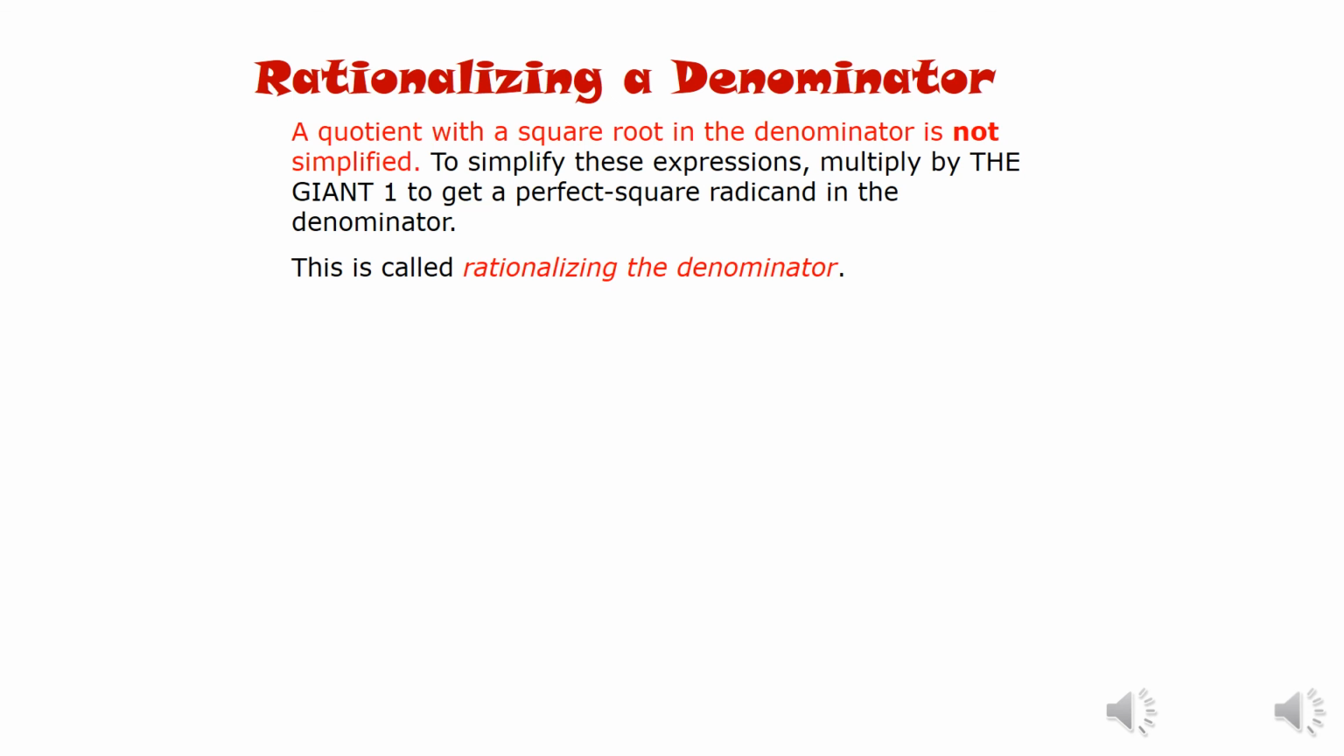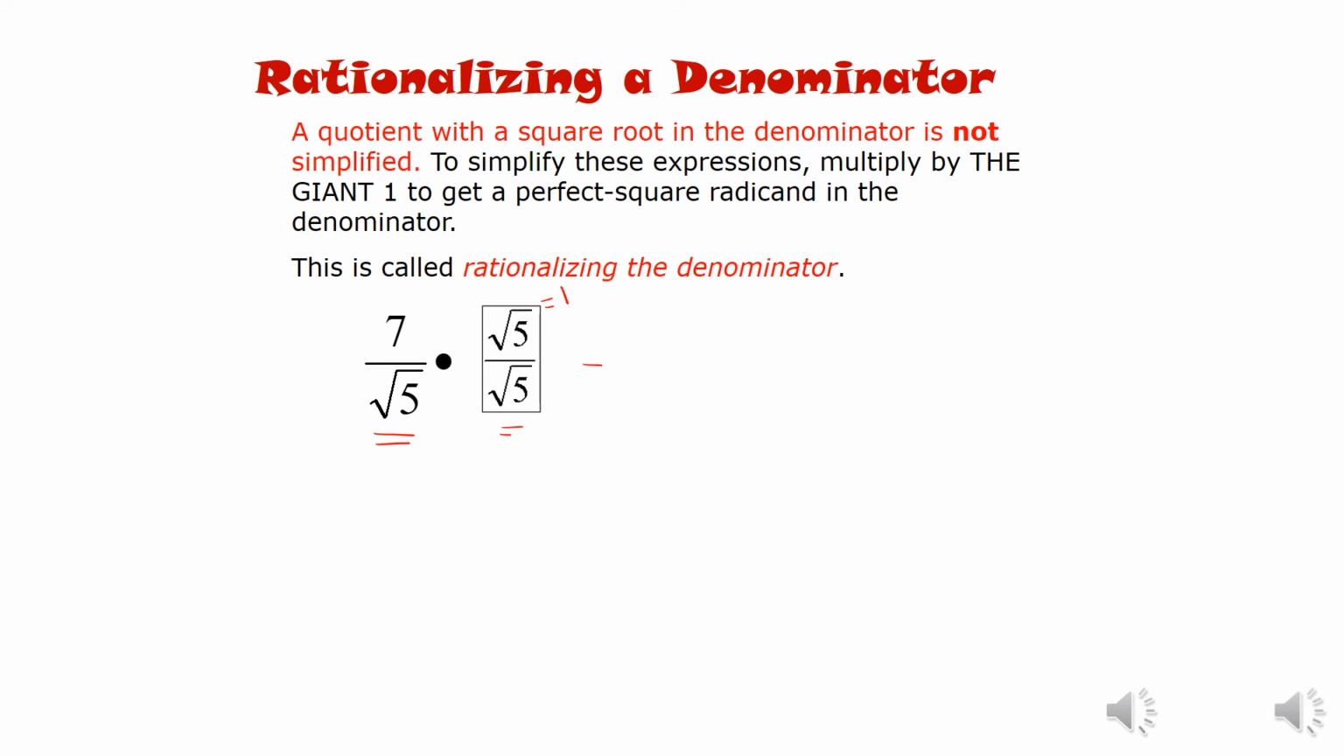Okay, so in this case, you're going to do something called rationalizing a denominator. A quotient with a square root in the denominator is not simplified. To simplify these expressions, we have to multiply by the giant 1 to get a perfect square radicand in the denominator. So let's explain what that means. To create your giant 1, you're going to take the denominator, put it in the denominator of your giant 1, and then also put it in the numerator. So this number equals 1. In other words, we're creating an equivalent fraction. But the denominator has to match our radical in our denominator.